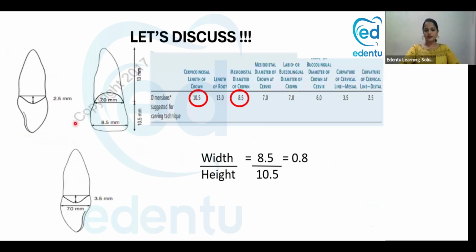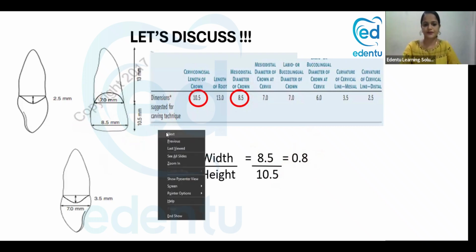Let's look at the dimensions. They have asked for the width to height ratio of the crown only, not the whole tooth. So we take the cervico-incisal length of the crown, which is 10.5 mm, and the largest mesiodistal diameter of the crown. We are not using the cervical portion mesiodistal diameter. The largest mesiodistal diameter, 8.5, divided by 10.5 gives 0.8. So option B, 0.8 is the answer.